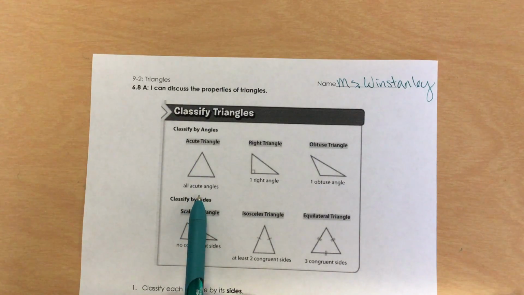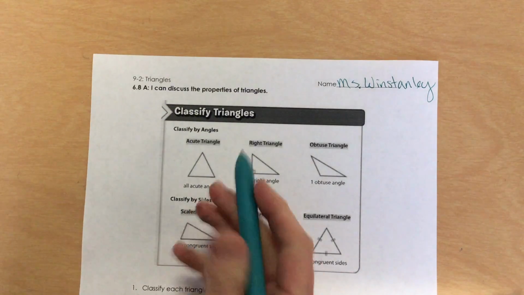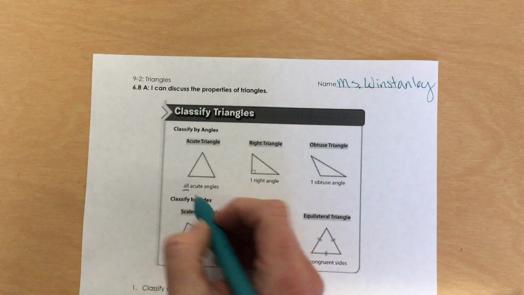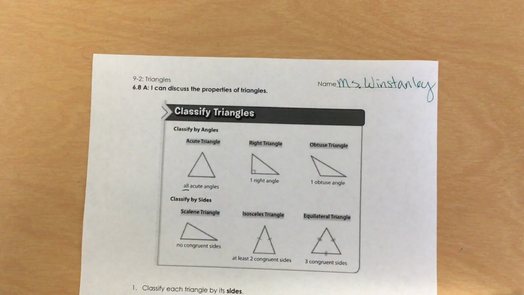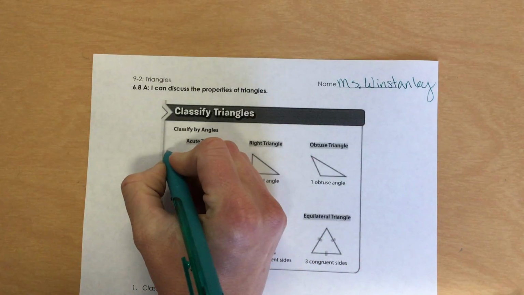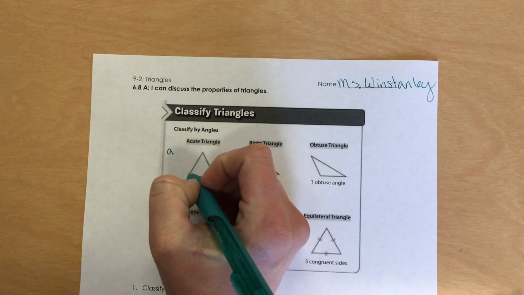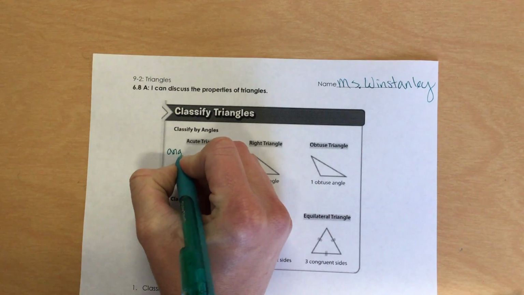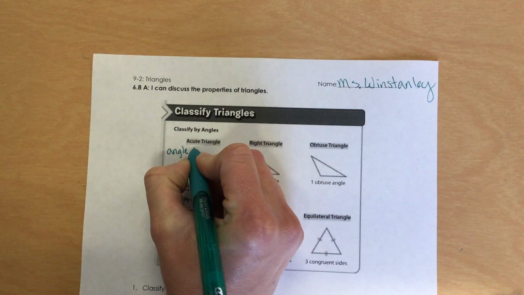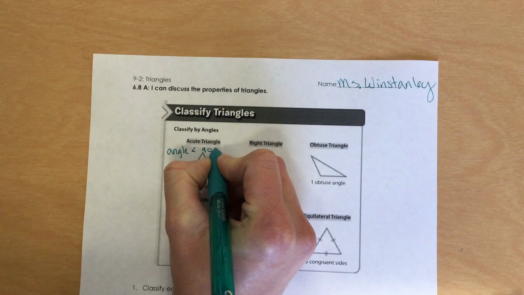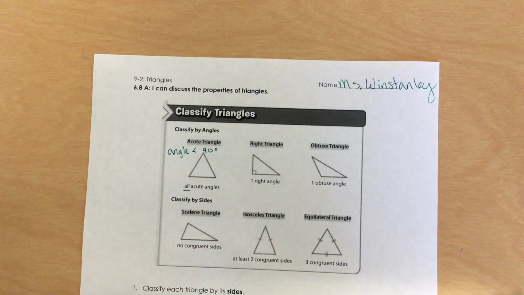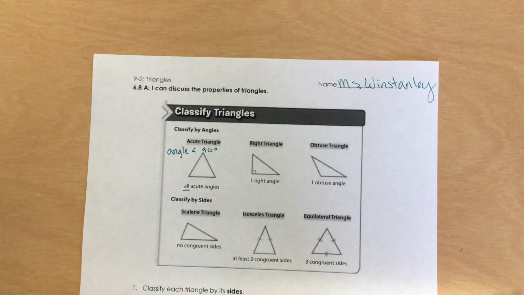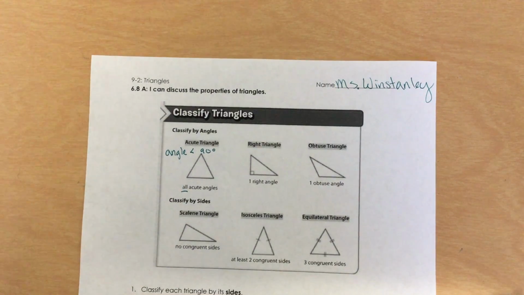So our first example is an acute triangle. And an acute triangle is when all of the angles are acute. So remember, acute means that your angle is less than 90 degrees. Okay, so if all of my angles in the triangle are less than 90, that means it's an acute triangle.